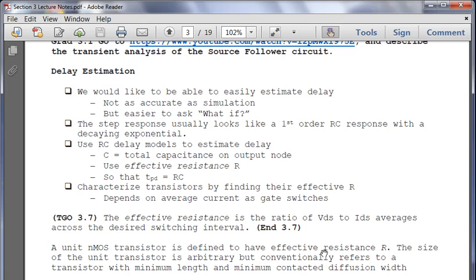The proper way to address this is to start working on these problems to determine these ratios in the way the circuit should operate. For example, the effective resistance is the ratio of the drain source voltage to the IDS averaged across the desired switching interval. We start figuring that out by determining gate capacitances.